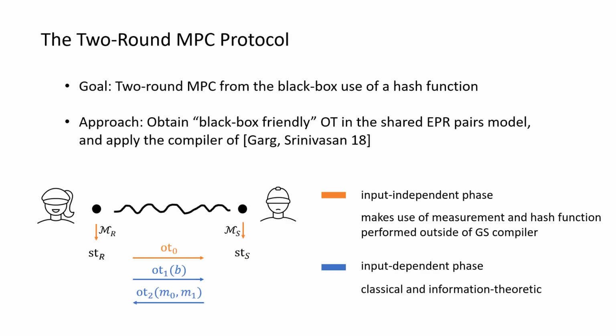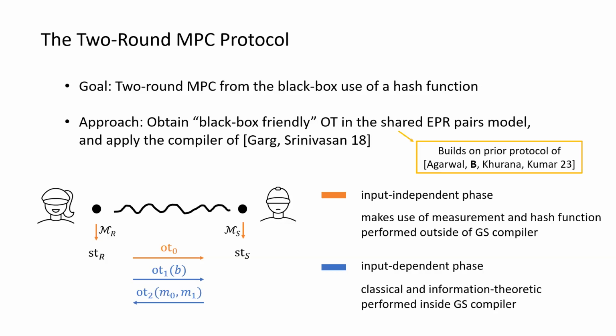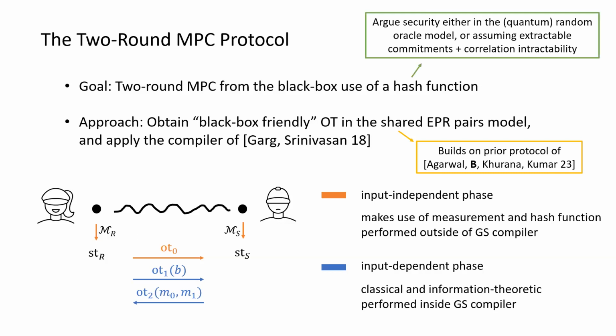So the first phase, because it's quantum and non-black-box and uses crypto, we're going to perform outside of the GS compiler. We're going to perform this information theoretic part inside the GS compiler. Okay, so that was a quick overview. I will say that the OT that we use to build this builds pretty directly on the prior work that I mentioned. And if you're wondering what I mean by black box use of a hash function, and how we formalize security, we can argue security either in the quantum random oracle model, or we can even say specifically from extractable commitments and correlation intractability. Okay.